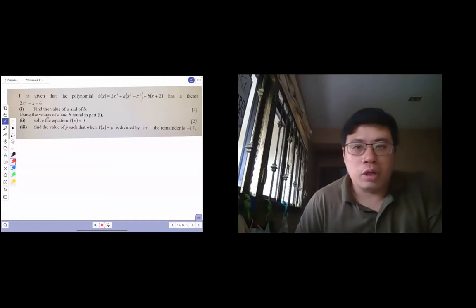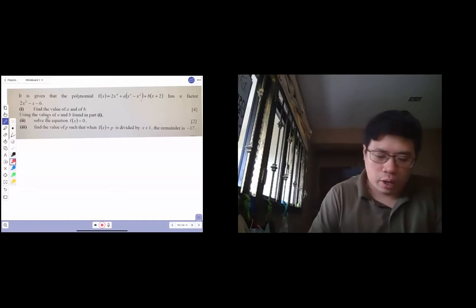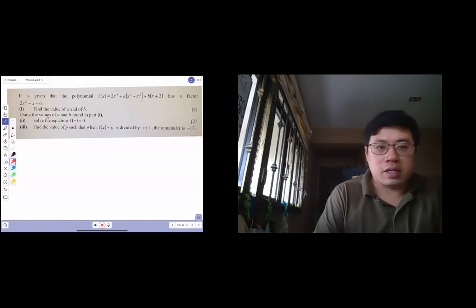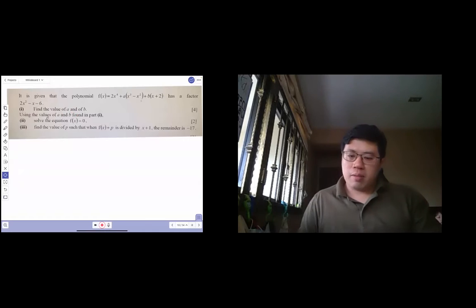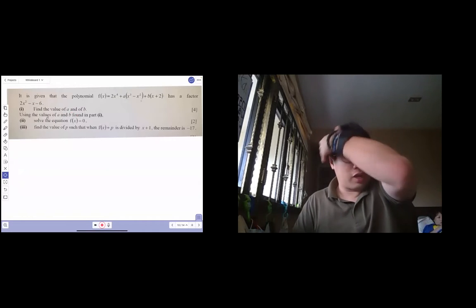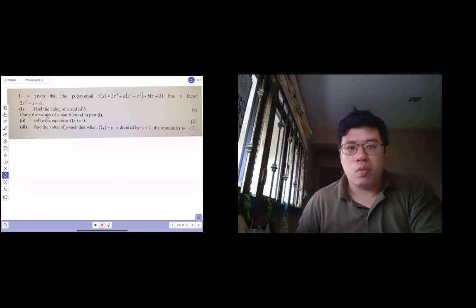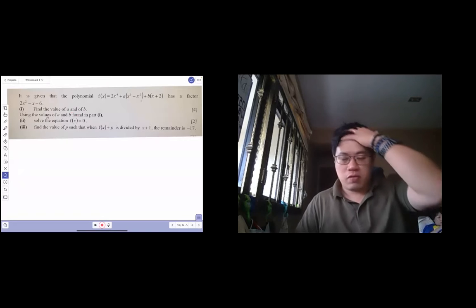It is given that the polynomial has a factor of 2x squared minus x minus 6. And from here, we are asked to find the value of a and b. Okay, this question may look very challenging. Just bear in mind that when it has a factor, then by the factor theorem, when we substitute values in, it's supposed to give us answer 0.